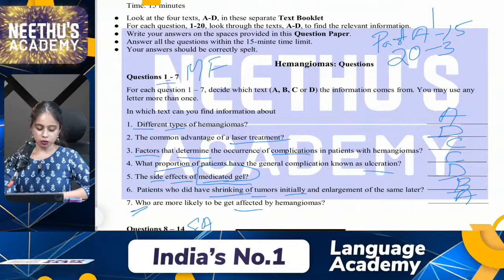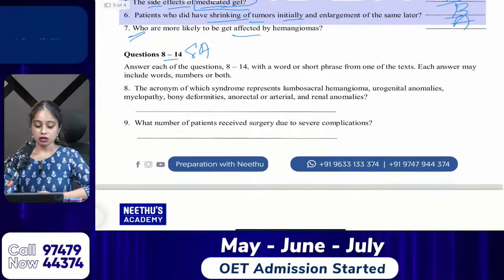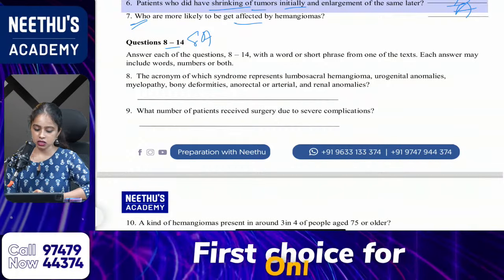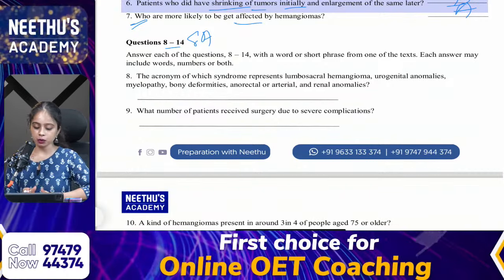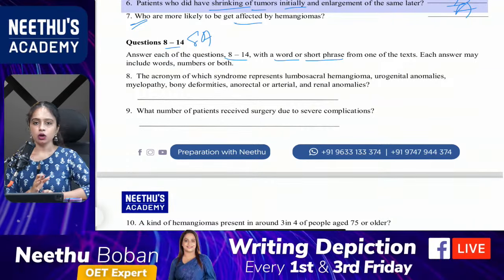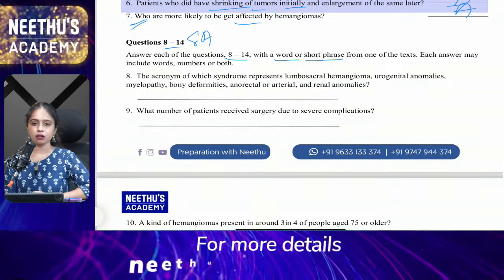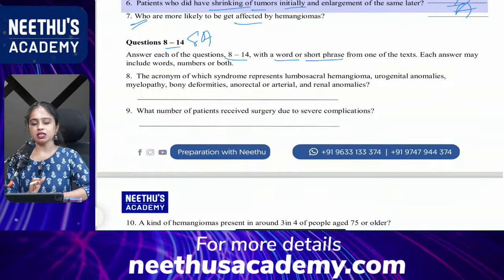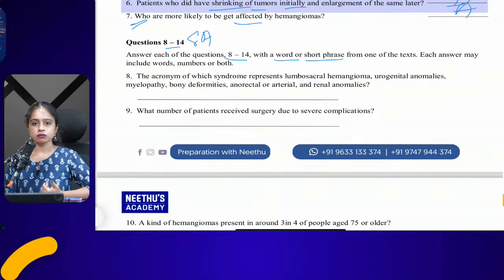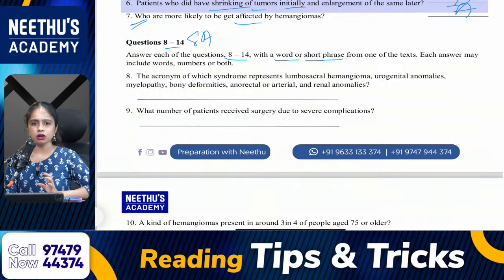So now we are moving to the second set of questions, which is short answer questions. What is the important instruction here? Answer each of the following questions 8 to 14 with a word or a short phrase. A word is a word itself. What do you mean by a short phrase? A phrase means a combination of words, maybe 4, 5, 6. A lot of combinations of words can be called phrases.